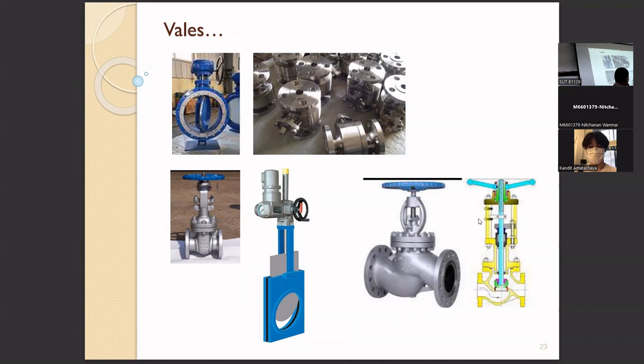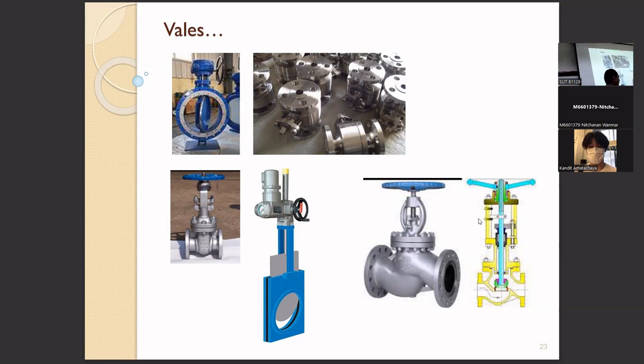And what is this? Gate valve. Gate means the door. You open the door, you close the door, and the water can flow. You move this up, move this down. You can open and close the door. We call this a gate valve because it looks like a door.